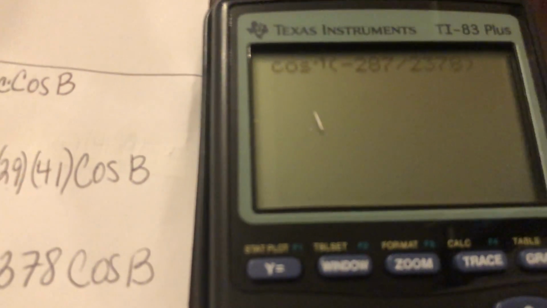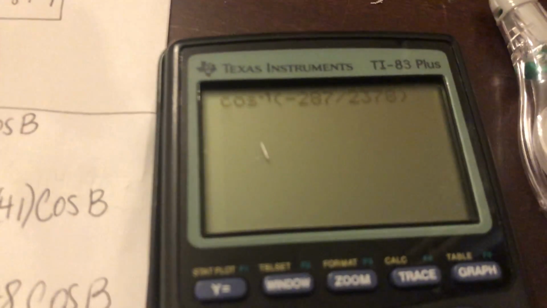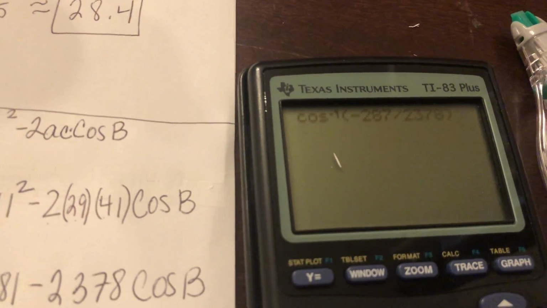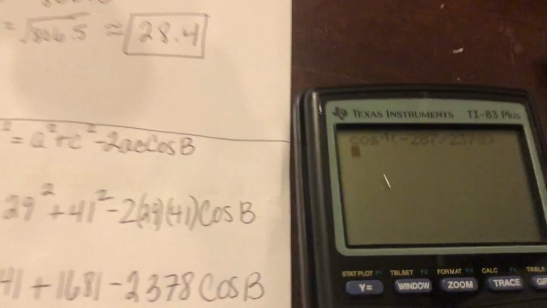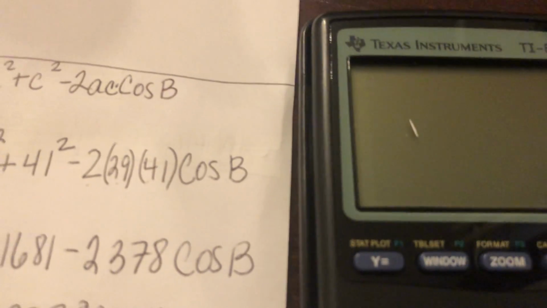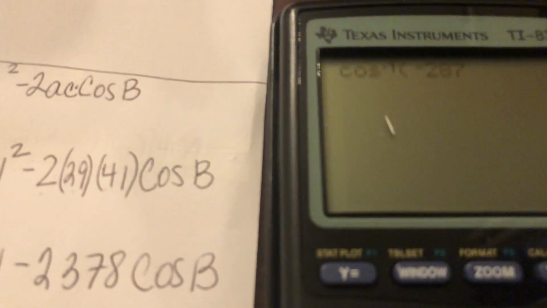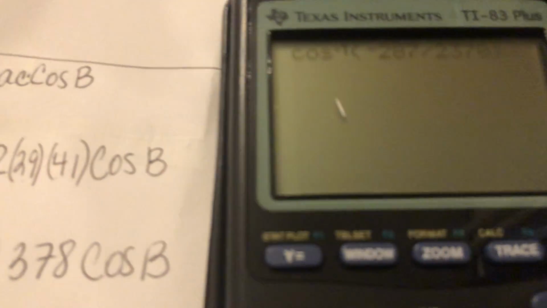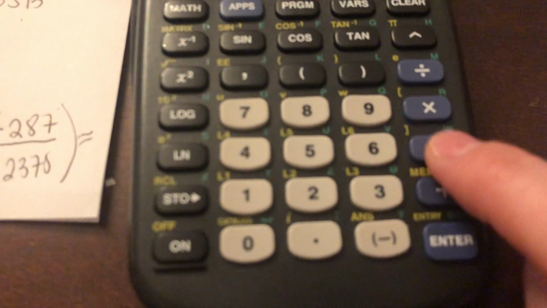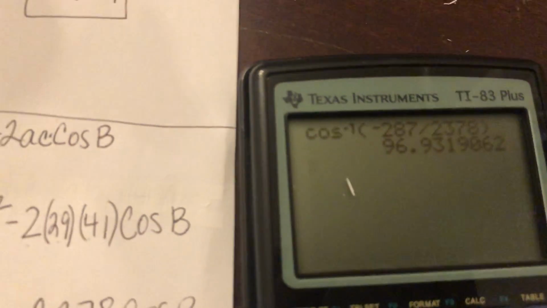Enter. Oh, what did I do? What just happened? Oh, I pressed the wrong negative button. That's why. Sorry. Inverse cosine, negative 287 divided by 2378. And that's what you get. If you press this negative button, it won't work. You have to press the little negative button, which we've talked about in class. I don't know why I did that.